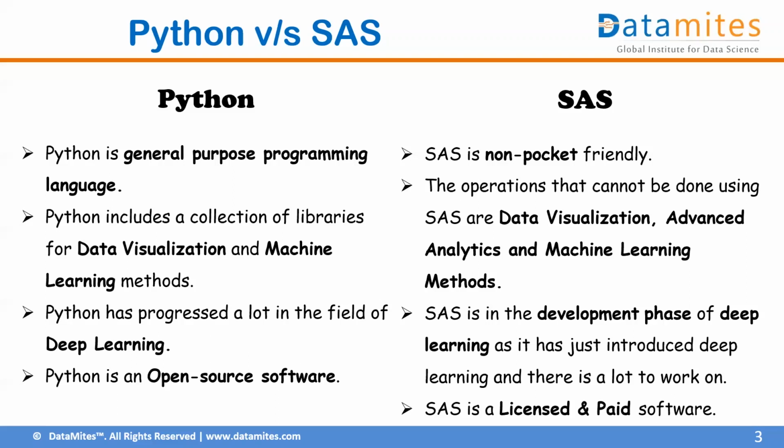We all know that Python is open source software. We do not have to pay in order to access these things. But in case of SAS, Statistical Analytic System, it is actually licensed and paid software. So in order to access some of these benefits, we need to pay a certain amount of money. So these are the pros and cons of both programming tools, Python as well as SAS.